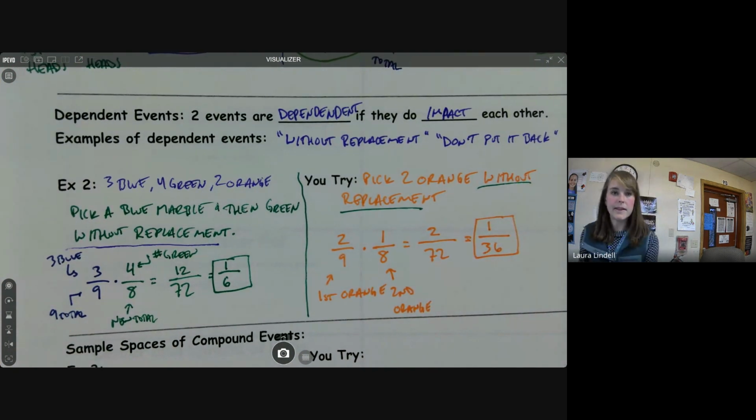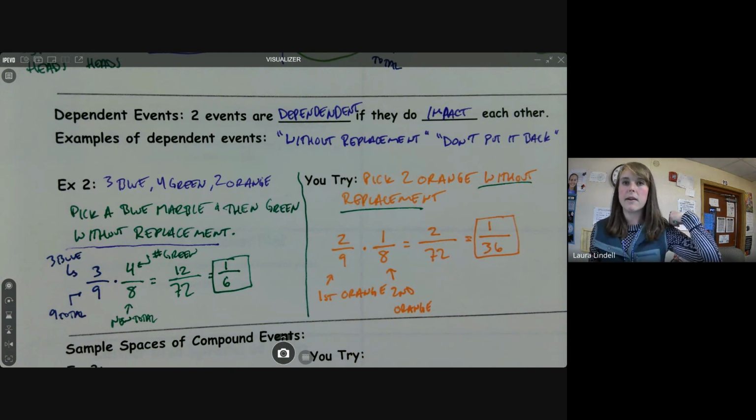So it's extremely less likely, right, that we're going to pick both of the orange marbles without replacement than it would be to pick a blue and then a green, which hopefully makes sense. There's more blues and greens in there than there are orange. Okay, so that's dependent events.